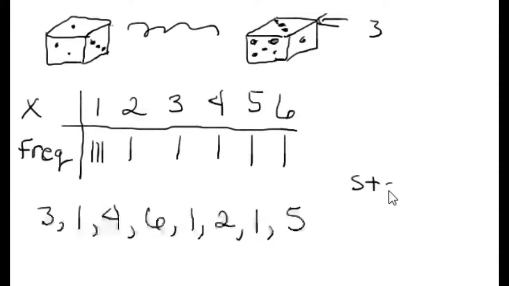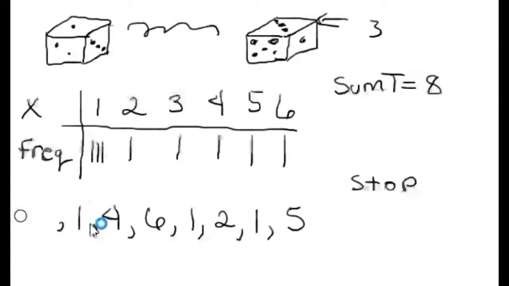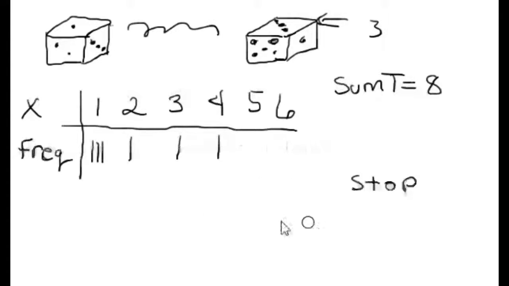Okay, so this is where we stop. This is where the program we're going to write terminates. Now we're going to sum up all these tallies. It took 3, 4, 5, 6, 7, 8. So it took 8 rolls for all of the numbers to appear at least once.